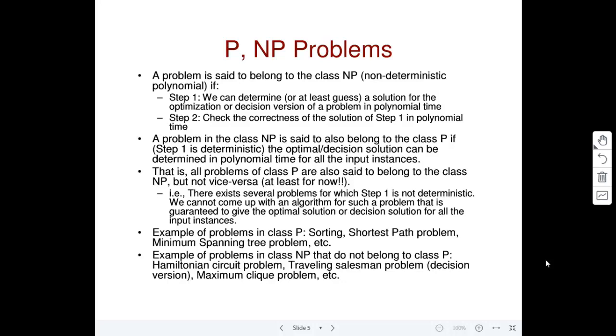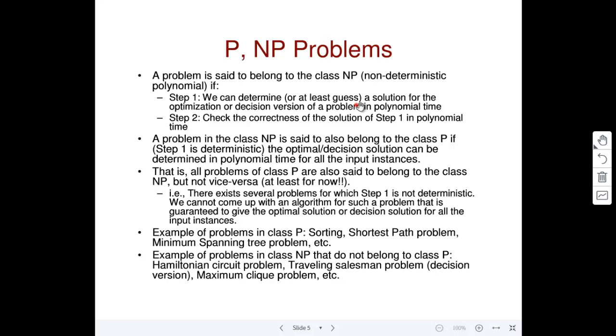If we can go through two steps, we can first determine a solution for that problem in polynomial time. Now the problem could be an optimization or decision problem, and we could determine, or at least guess, a solution for the problem in polynomial time. And then the second step is you can check the correctness of the solution that you obtained from the earlier step in polynomial time.